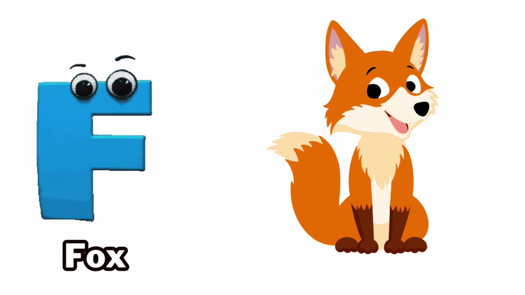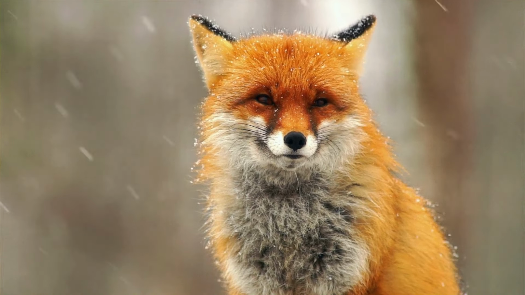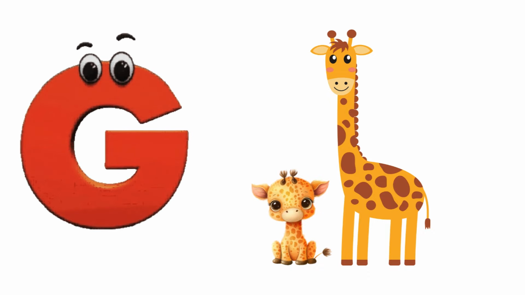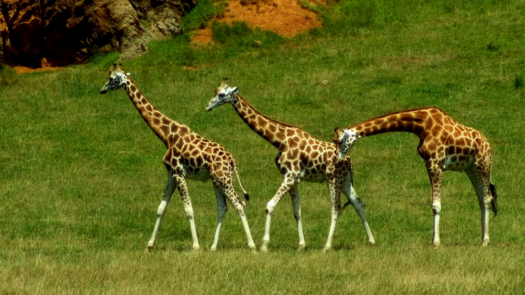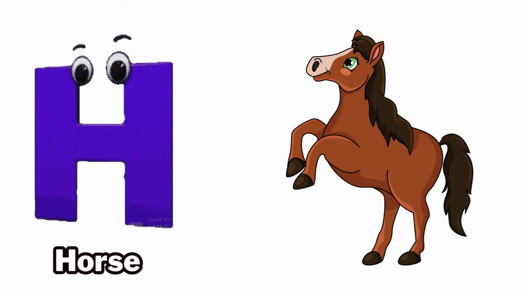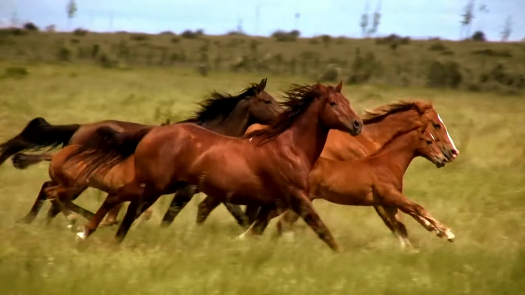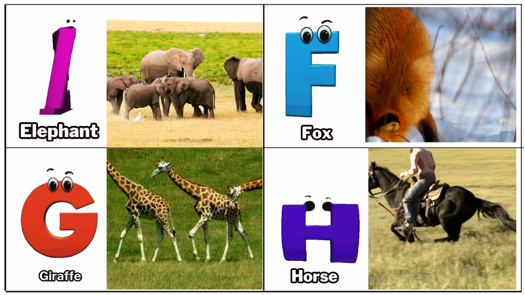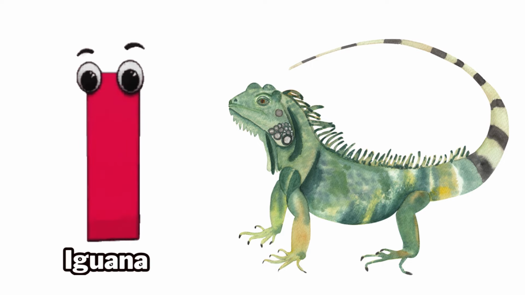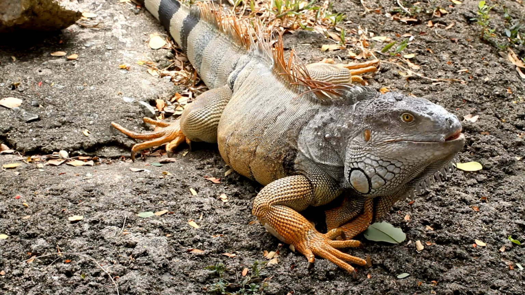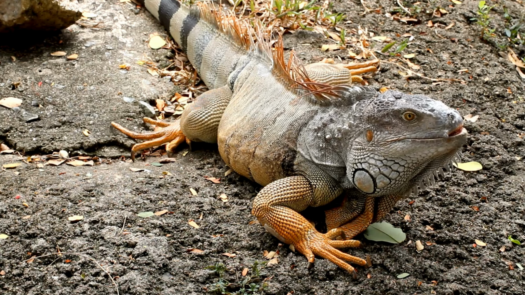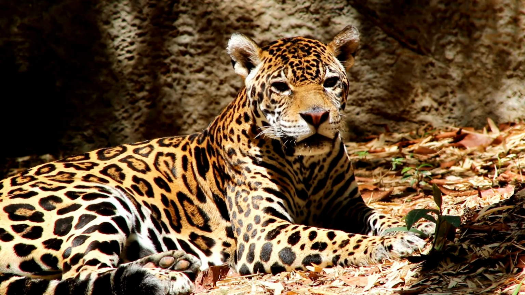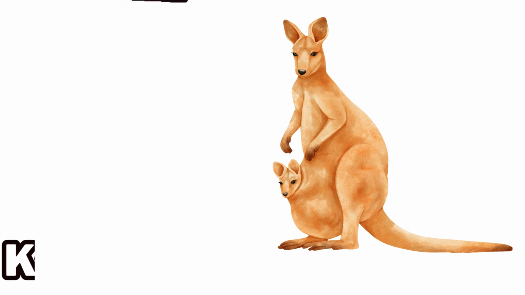F is for fox. F, f, fox. G is for giraffe. G, g, giraffe. H is for horse. H, h, horse. I is for iguana. I, i, iguana. J is for jaguar. J, j, jaguar.